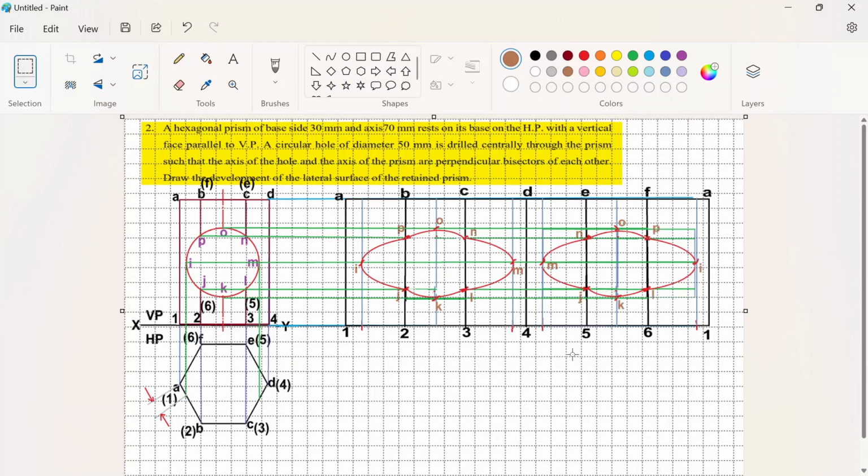That's all. This is the development of lateral surfaces of a hexagonal prism having a cylindrical hole at the center in such a way that the cylindrical hole bisects the axis of the prism. So the axis of the hole bisects the axis of the prism.